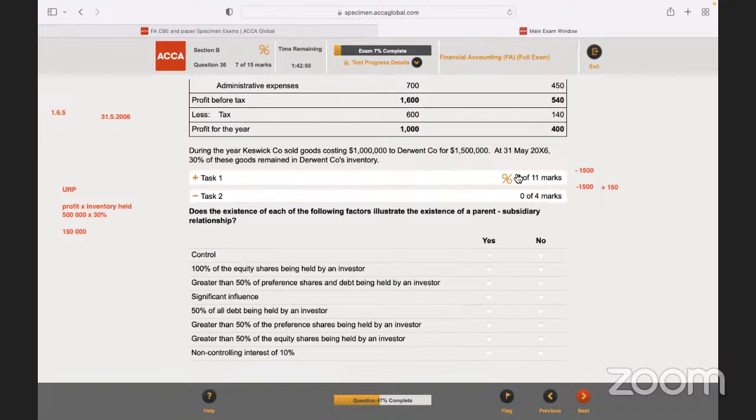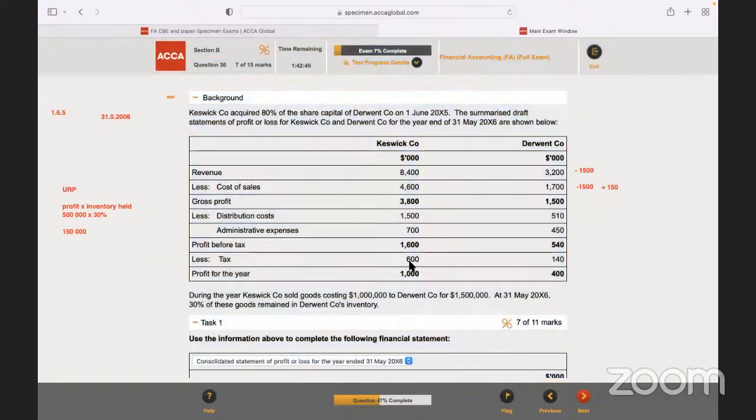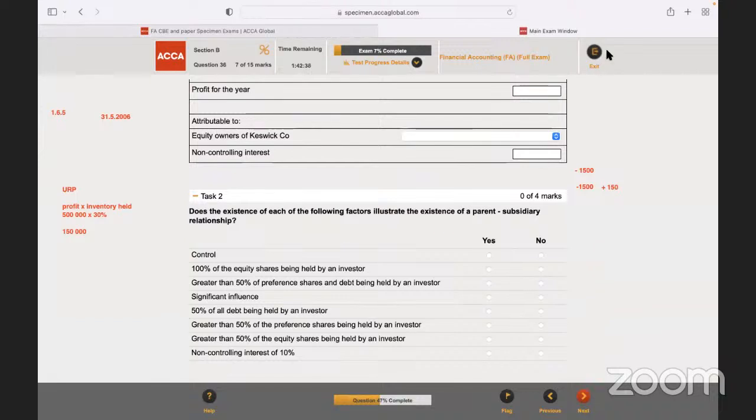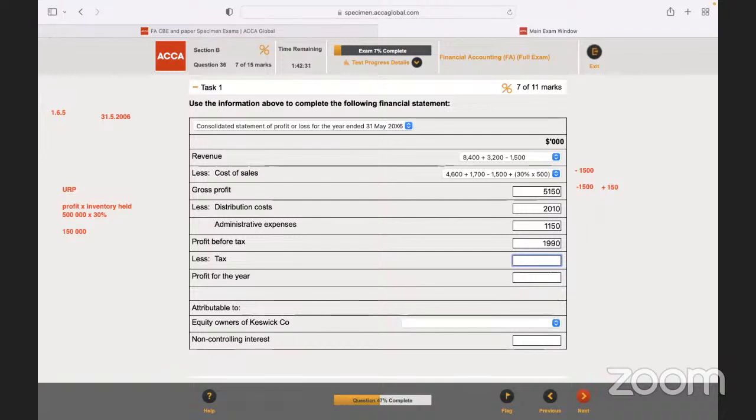Okay. Then, guys, next part, we have taxation. Let's go up and see, guys. Tax is 600 plus 140. So 600 plus 140, guys, tax has to be 740. Let me mark that one. Tax is 740. Okay. Now, guys, once the tax is 740, profit for the year. So normally, guys, how do you get profit for the year? Profit before tax, which is 1,990, minus taxation, which is 740. So the answer is 1,250. Done.